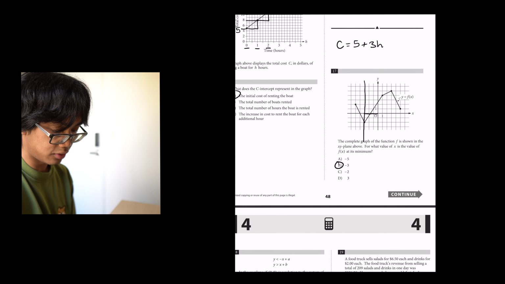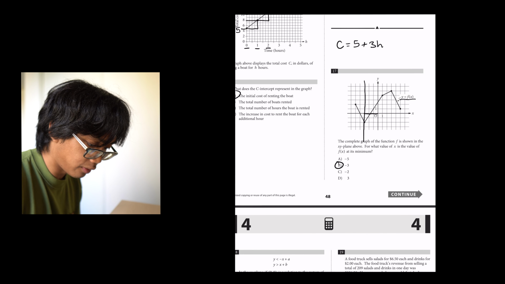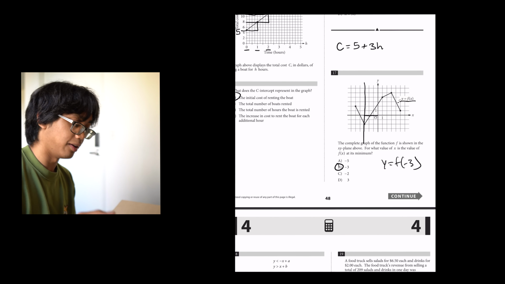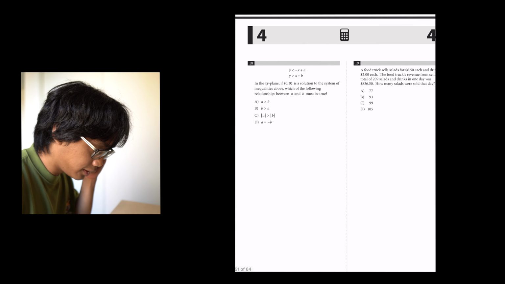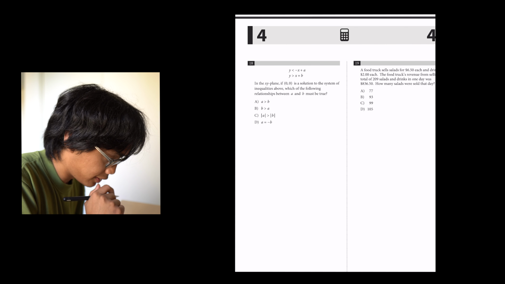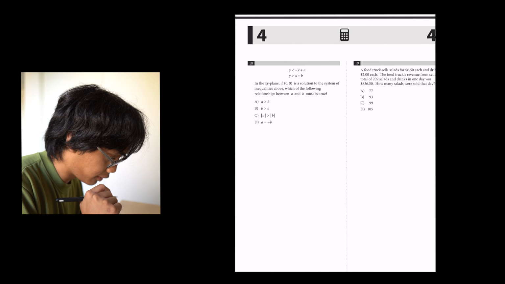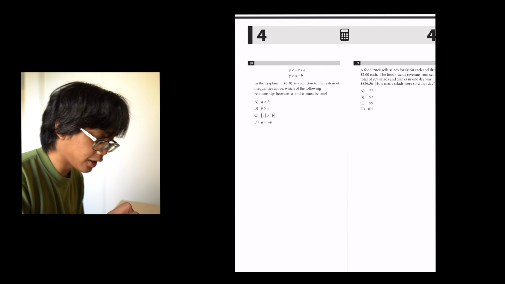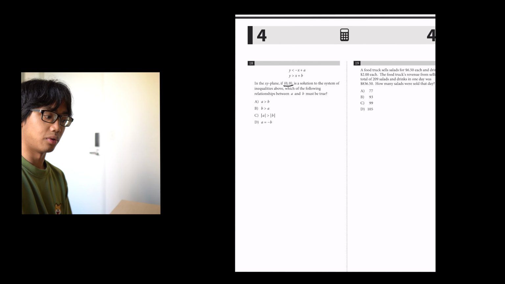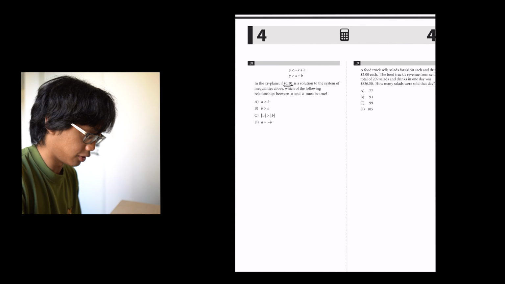So if we plug it into the equation, this y equals f of x. If we do y equals f of -3, we're going to get that minimum value. 18, in the xy plane, (0, 0) is the solution. Which of the following relationships between A and B must be true? Okay, so we have y is less than -x plus A, and y is greater than x plus B. Okay, so in the xy plane, (0, 0) is a solution, which means that if we plug in 0 for x and y, the system will be true.